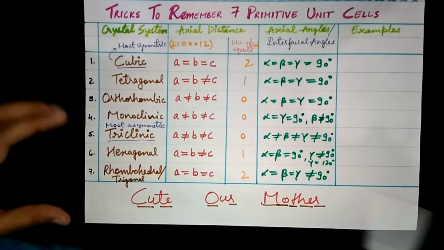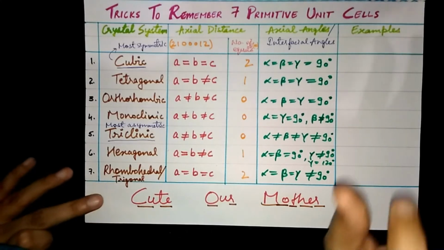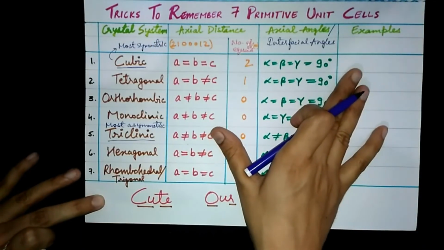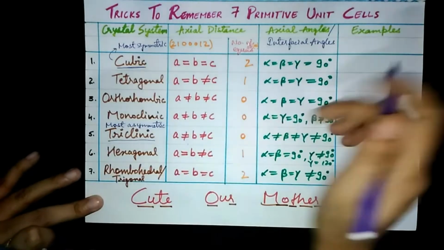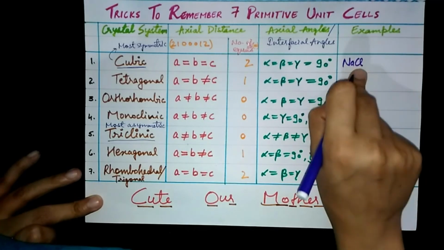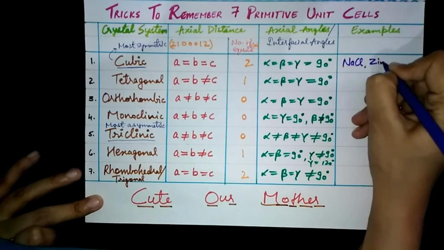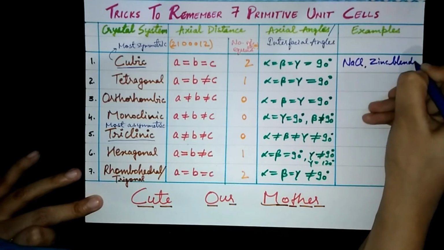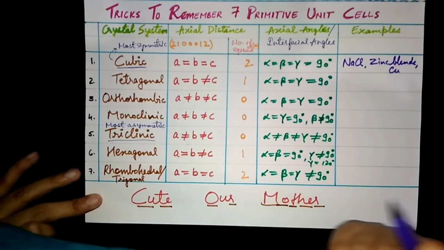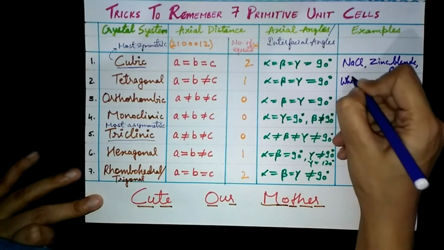So now we will see the examples, and I hope you will easily remember them. Just go through it once thoroughly. The cubic crystal system has the example of NaCl. This is very simple and the most common one, so remember NaCl, zinc blende, and also copper. Very simple examples. Then for tetragonal you can remember white tin.